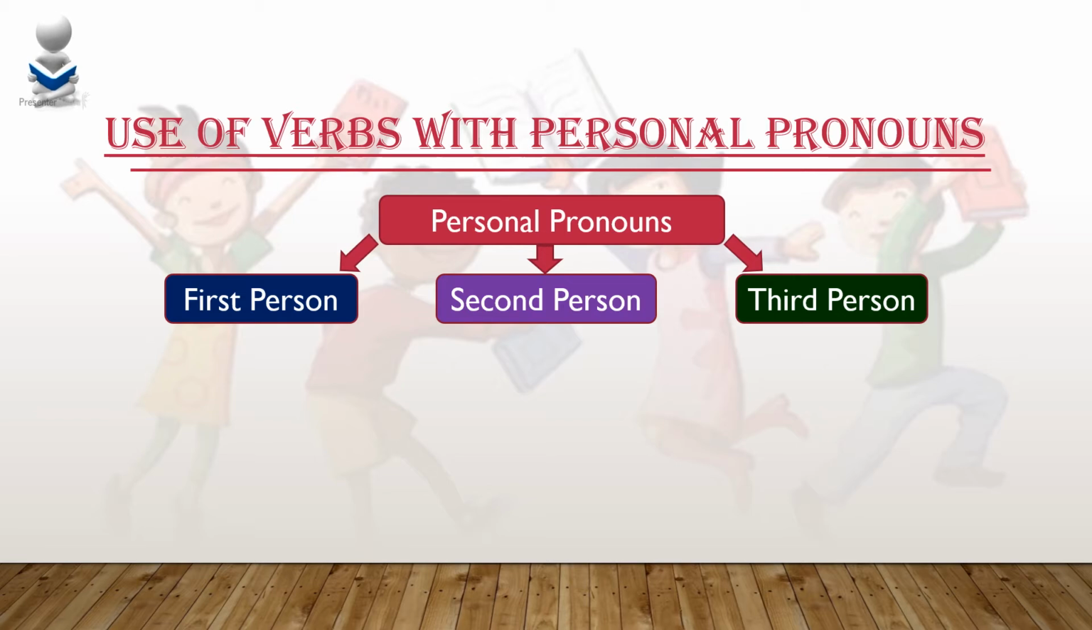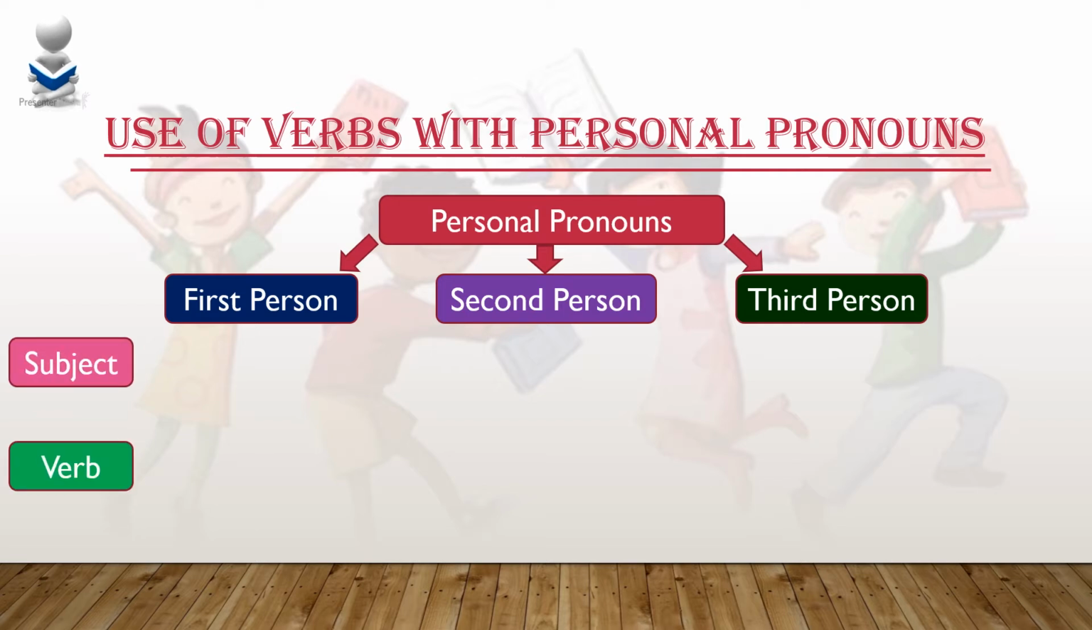Who is the first person? First person is the person who is talking. Second person is the person who is listening. That means when the first person is talking, definitely he's talking to somebody. So that somebody is the second person. And third person is the person about whom they both are talking.